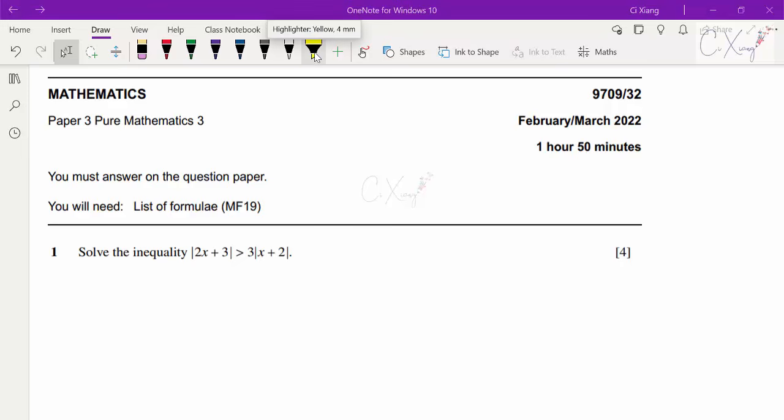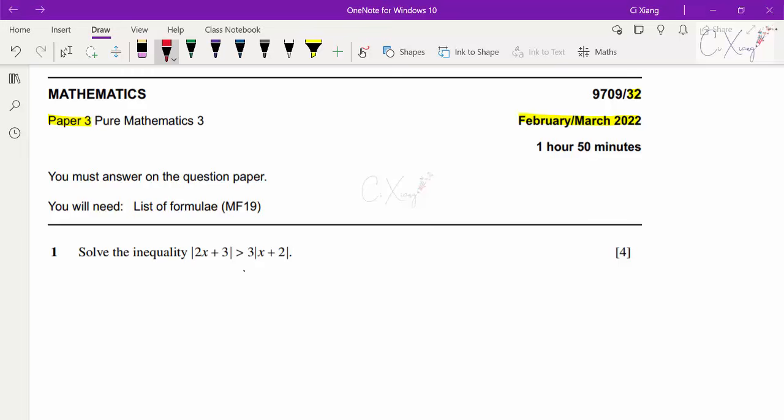Okay, good day everyone. So for this video, we are going to discuss the February March 2022 Paper 3. All right, so let's have a look at the first question. They give us an inequality that involves the modulus function, and they want us to solve it.